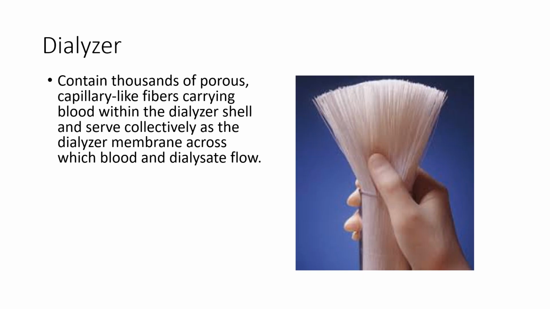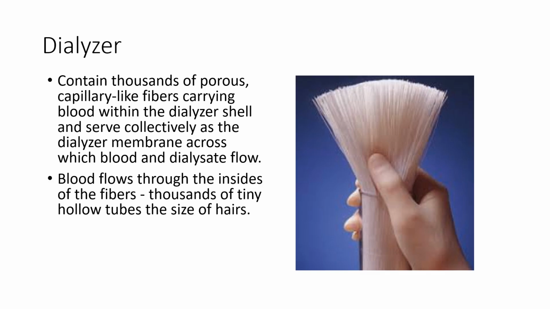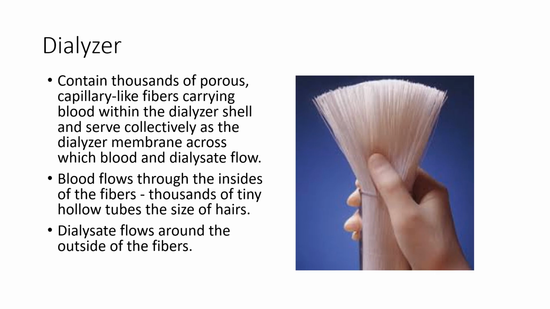It contains thousands of porous, capillary-like fibers which carry blood within the dialyzer shell and serve collectively as the dialyzer membrane across which blood and dialysate flow. Blood flows through the inside of the fibers, so these thousands of tiny hollow tubes the size of hairs, and dialysate flows around the outside of the fiber. And they are separated from one another by these microscopic holes or pores within these capillary tubes across which diffusion can occur.